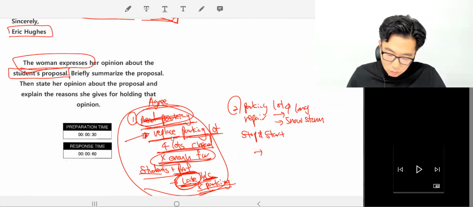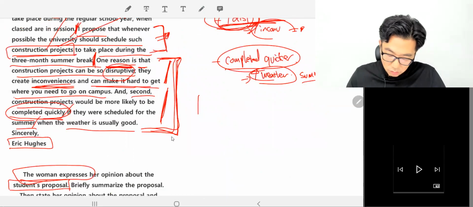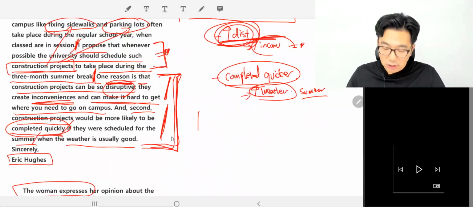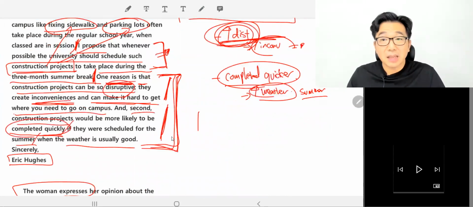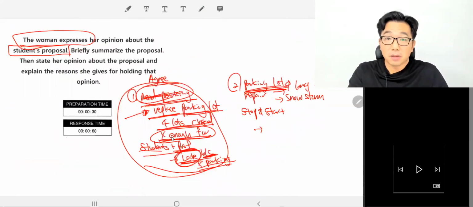Yeah, second, also she agrees. So that's explanation immediately rather than having a topic sentence. So yeah, she believes the project can be completed quicker during summer. Something like that, you could say, because it's your summary, right?